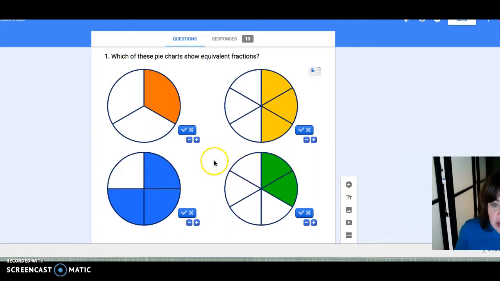So the answer for this one, which one of these show equivalent fractions, would be the orange and the green one. Because even though they're divided into a different number of pieces, the space that is shaded occupies the same amount of space. So the orange shows 1/3, the green shows 2 pieces out of 6, but it occupies the same amount of space.